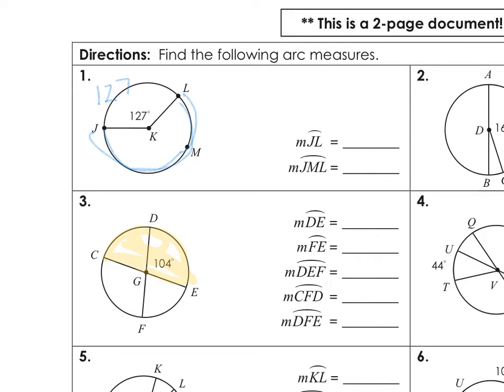Now, to figure out this part right here, okay, take the 180 and subtract the 104. And that'll give you CD, which will also give you FE. Okay? So now you kind of know all the parts of that circle, and no matter what they're asking you over here, you can figure it out because you have all the parts.